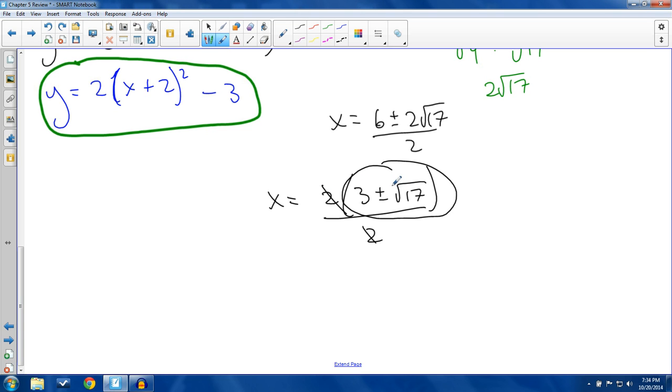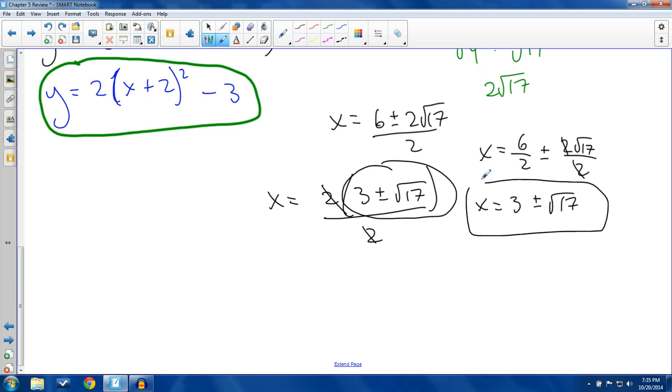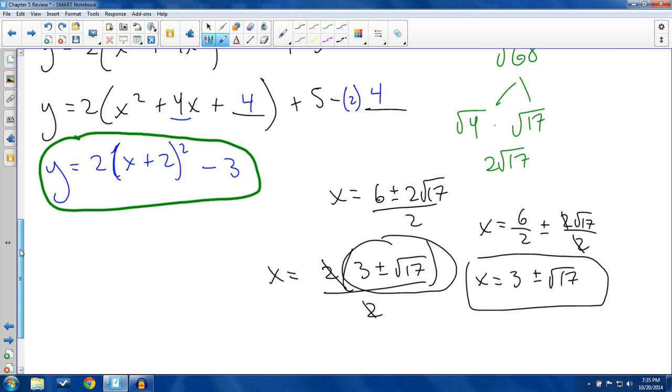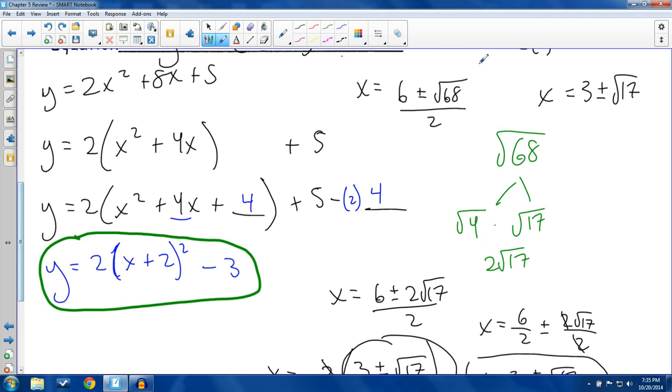Another way to do it, if you don't like that method, is you can separate this into 2 different fractions here. So it's x equals 6 over 2 plus or minus 2 root 17 over 2. And now you can say, all right, 6 over 2 is 3. 2 over 2 is 1, so you get plus or minus the square root of 17. No matter what you do there, you still end up with the same result as you got over here when you completed the square.